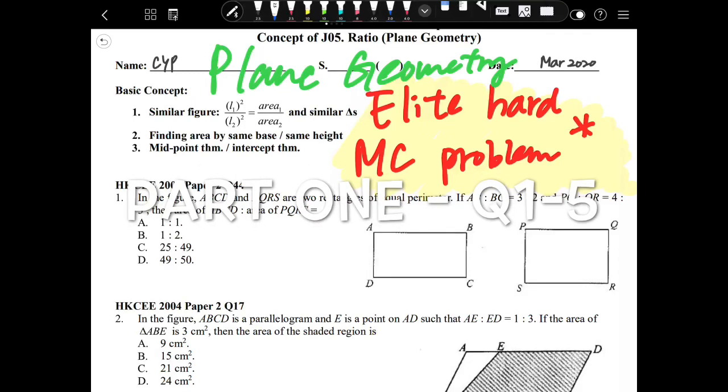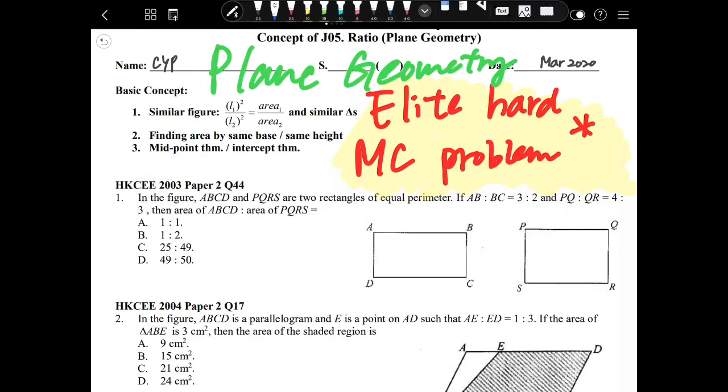Hi guys, for the first part of the plane geometry for the Elite Hard MC problem, part 1, I'm going to go through a few questions from the past paper. So let's have a revision again. If we have similar figures, then the area ratio would be the length squared to length squared. And if we have a same base or same height problem, then the area will be directly the ratio of the base or of the height. This part is in the S3 chapter 8, the later part.